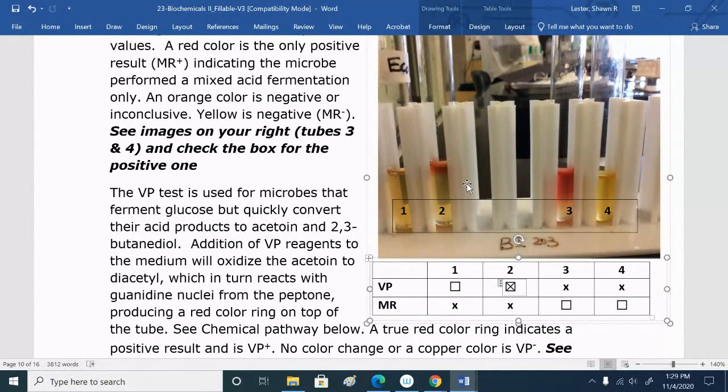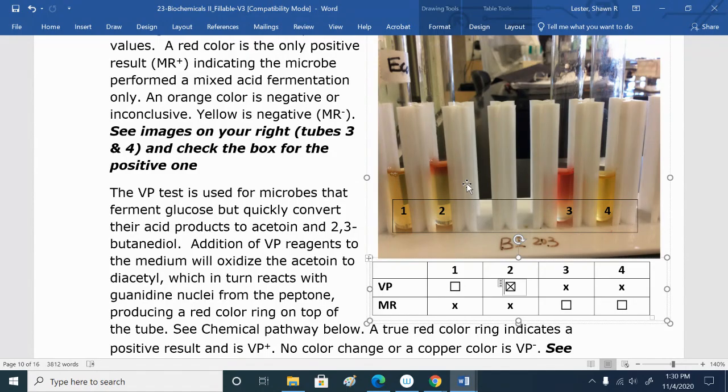With the methyl red test, you can add your methyl red, mix the tube, it'll stay red if there are acids present, or it'll be orange or yellow if there's no acids. Orange we kind of consider to be negative, but it could be indeterminate. It just depends on how long you let your tubes incubate, but usually after 48 hours, if it's not red, it's negative.